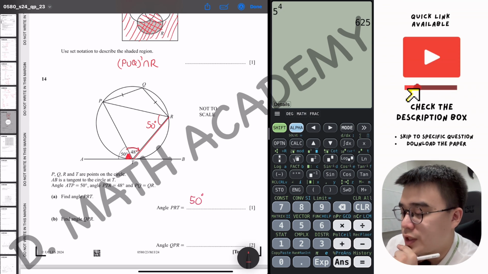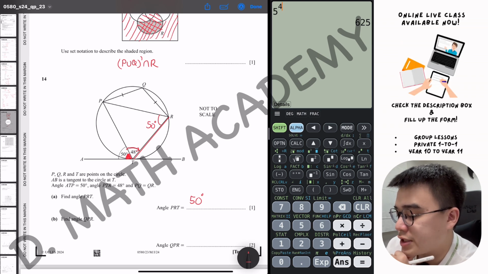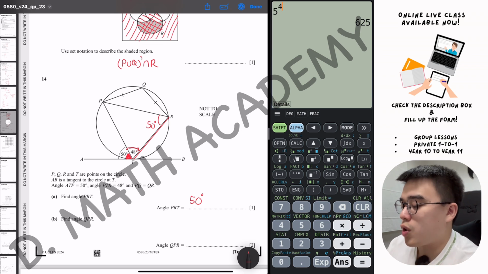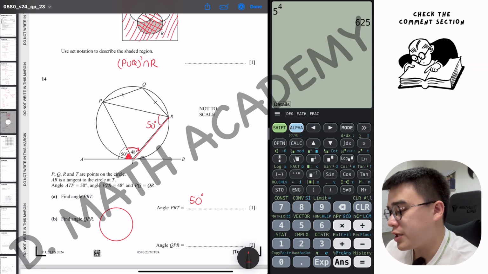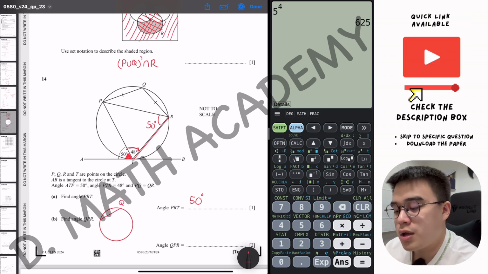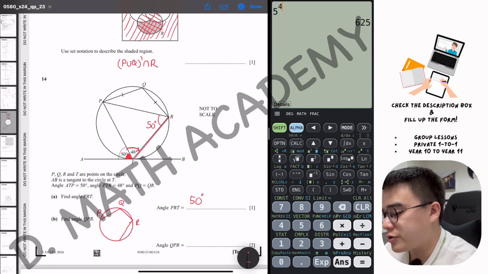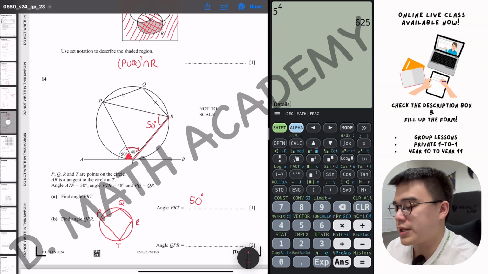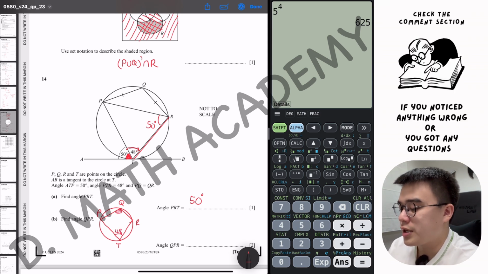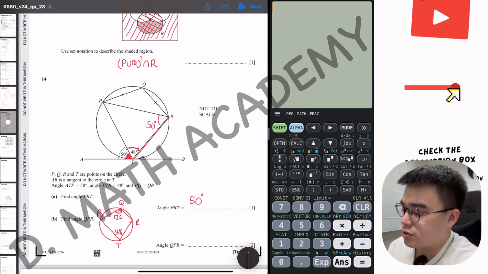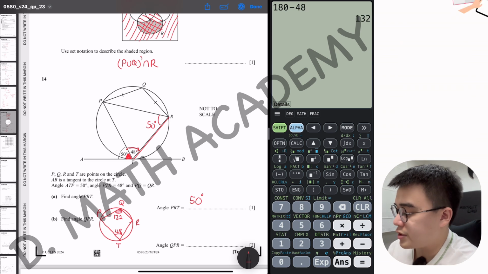And then when they ask you for QPR, all you need to do is use your cyclic quadrilateral. Why did I mention it? It's because I noticed that Q, P, and R that we have here form a quadrilateral, as we have an intersection at T. The 48 degrees makes this answer here 132. So just to check, 180 minus 48 is 132.